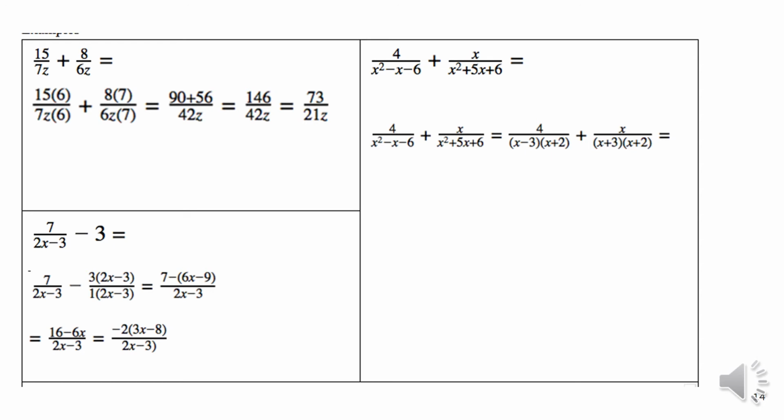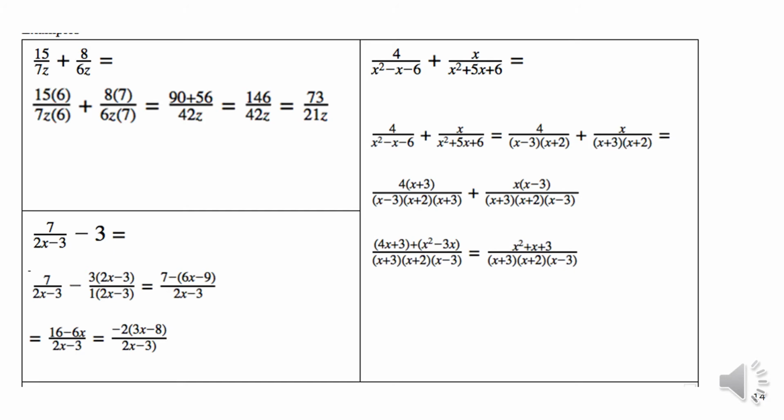So we need to multiply the left fraction by x plus 3 in the numerator and denominator. And we need to multiply the right fraction by x minus 3 in the numerator and denominator. Then we can distribute and combine our like terms into our final answer of x squared plus x plus 3 all over x plus 3, x plus 2 times x minus 3.